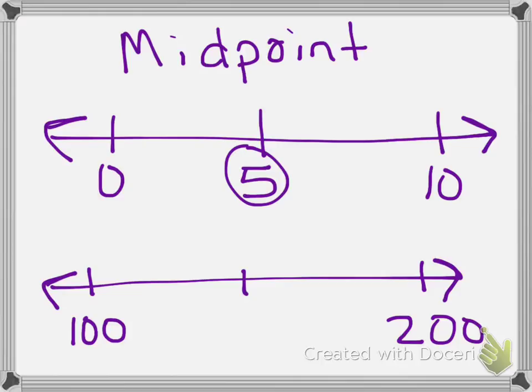You can also do this for the hundreds, 300, 400, anything like that, asking what the halfway or midpoint is for 100 and 200, and it would be 150. It's good for them to recognize the pattern that the midpoint will always have a 5 in it.